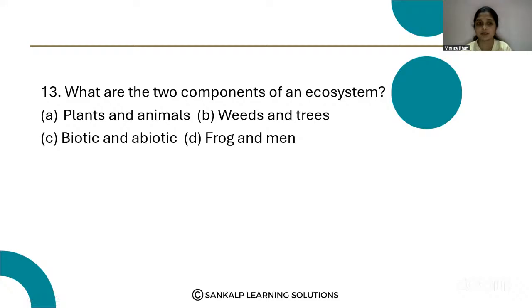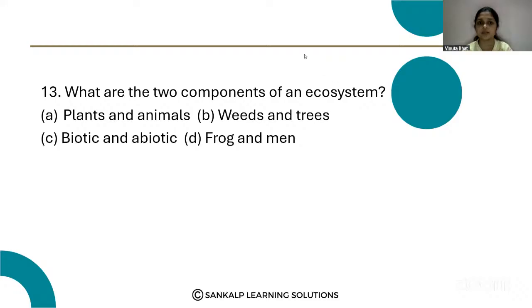Question number 13. What are the two components of an ecosystem? Option A, plants and animals. Option B, weeds and trees. Option C, biotic and abiotic. Option D, frog and men. Yes, dear students, can you comment the answer? Option C. Okay. Some students are telling option C, biotic and abiotic. Any other options?